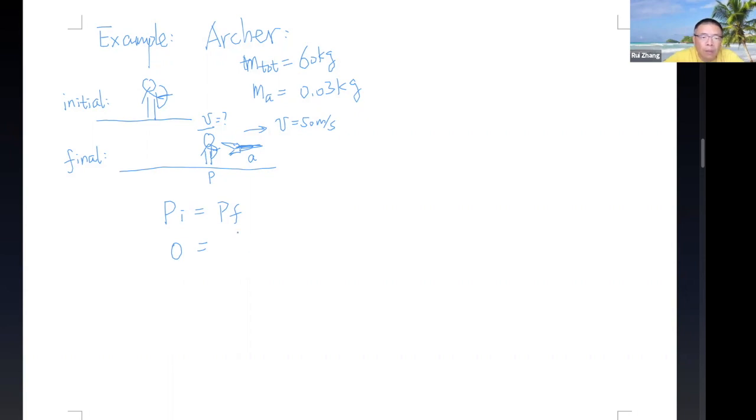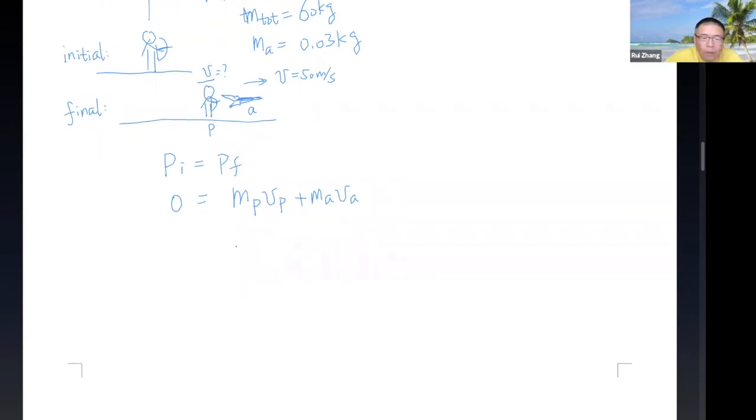So for the person, let's just call it MP, VP for the momentum of this part, and then MAVA, which is the momentum for the arrow. Now in this problem, we do know VA, we know MA, and we know MP because we know the total mass. So the only thing we don't know is VP. So we can solve for VP. Now you can plug in numbers right away, but I prefer to solve for VP right here.